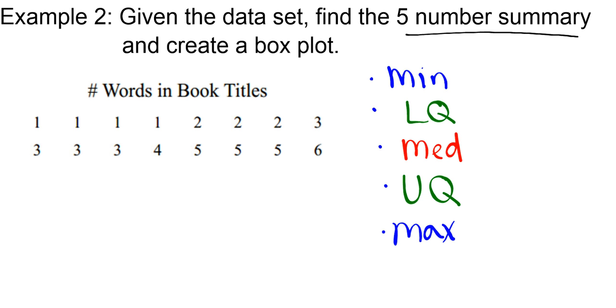We're going to start off from easy to harder. The easiest thing to find is your minimum and your maximum. Your minimum is your smallest number when listed from least to greatest. Your maximum is your biggest number when listed from least to greatest.